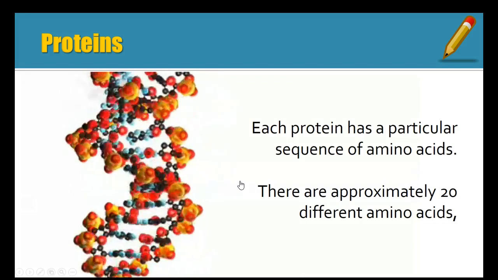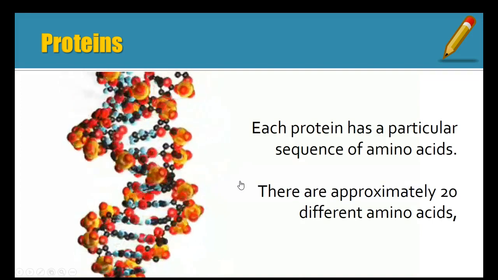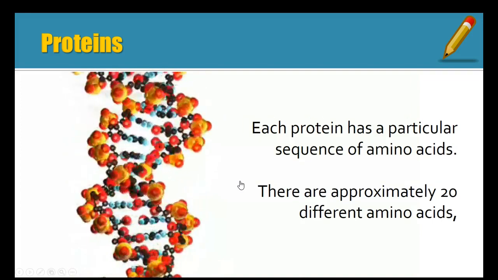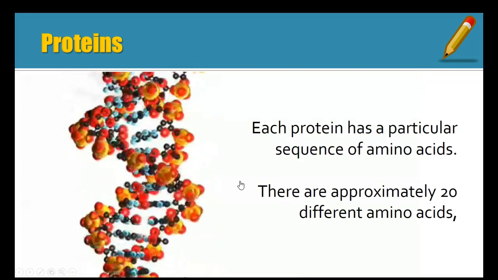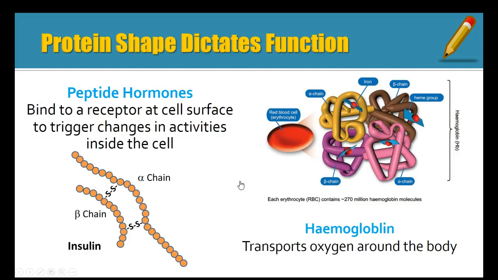So each protein has a particular sequence of amino acids, and the different sequences combine to make different types of proteins. And depending on how many amino acids, you can have really extensive types of proteins, which is why organisms have so many different types of proteins. So the shape of a protein will dictate its function.